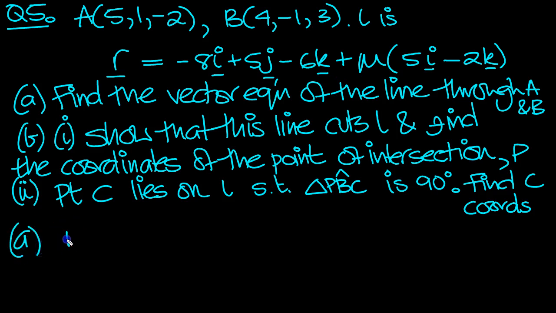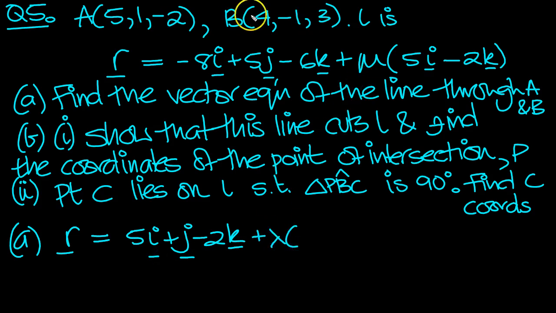So here r, the vector equation, is equal to this point through A and B, along AB. We can say it's 5i plus j minus 2k. So start from there, and because we've used mu, we use lambda. And then b minus a: 4 minus 5 is minus 1, minus 1 minus 1 is minus 2, and then 3 take away minus 2 is plus 5k. So there's the vector equation of the line through the points A and B.